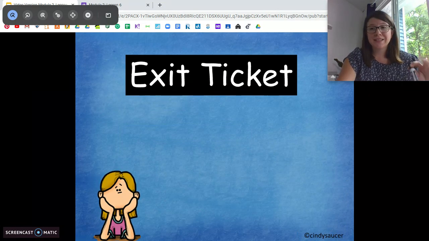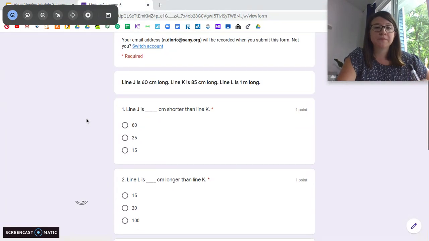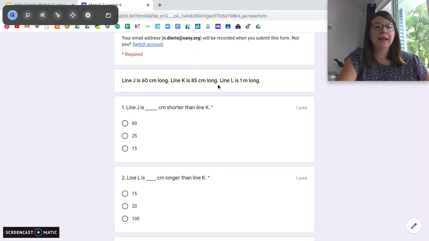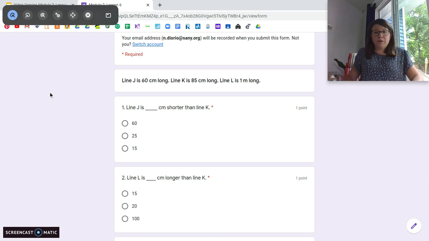So your exit ticket is similar to the line exercises we did in our problem set today. You're going to have 3 lines to work with. Line J, line K, line L. If I were you, I would get my piece of paper and label the 3 lines and draw them like the tape diagram. So the longest line is line L, that's 1 meter or 100 centimeters. Line K is 85 centimeters. And line J is 60 centimeters.